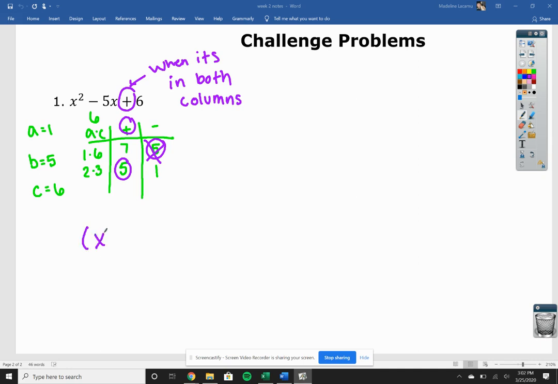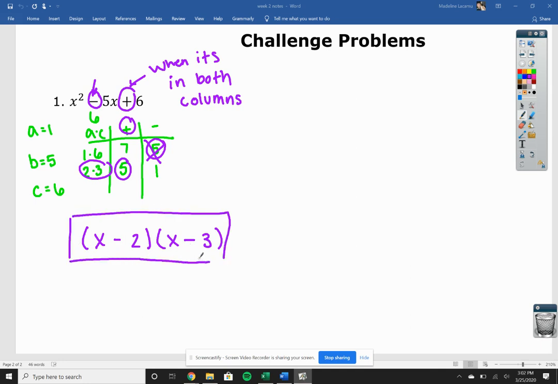So I know I'm going to have an X and an X. Then we know we're going to use the 2 and the 3 because we're using the 5 from the plus. Now, the plus column means the same side. Use the sign of B, so they're both going to be a minus. So x minus 2, x minus 3 is our answer.